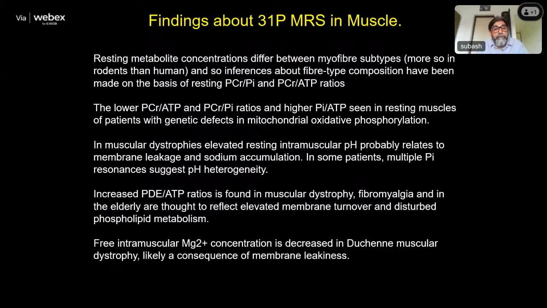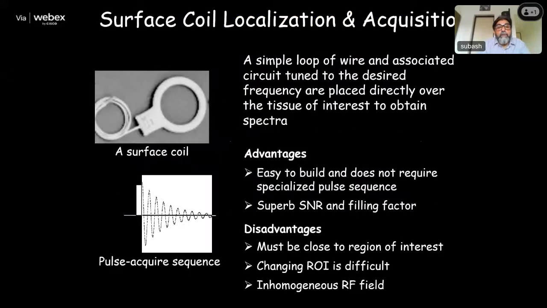Then one can also measure free intramuscular magnesium concentration, which you will find is decreased in Duchenne muscular dystrophy. Like in any dystrophy, this magnesium concentration is decreased, which is a consequence of membrane leakiness. So all these studies one can carry out using MRS.